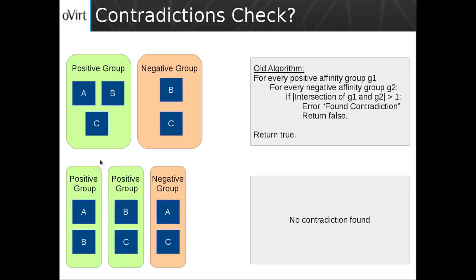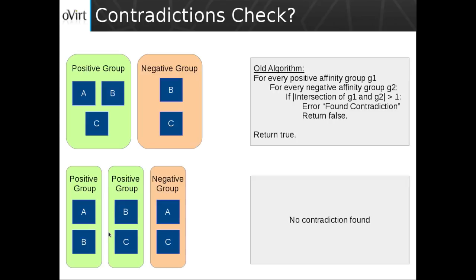So what happens when we check these affinity groups using the old algorithm? You have two positive affinity groups. One of them consists of VMs A and B. The other one is B and C. And we have a negative group of A and C. Using the old algorithm, if you check it yourself, you'll see that it returns true because there is no intersection of more than one VM between a positive affinity group and the negative affinity group.